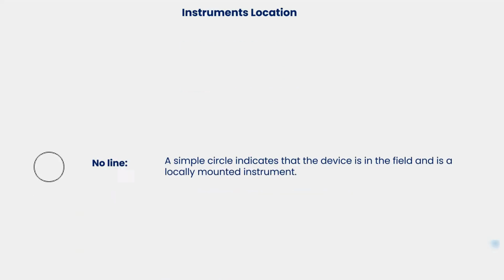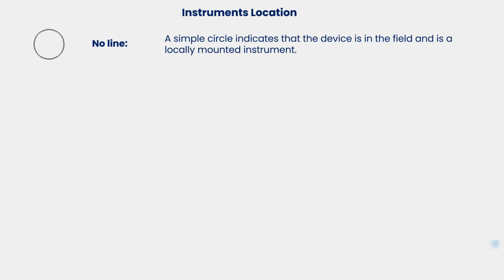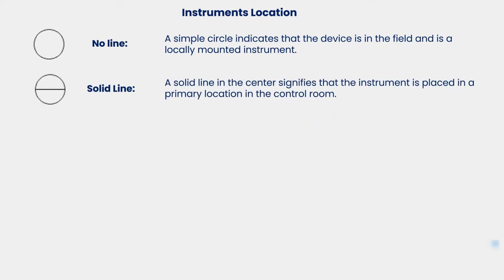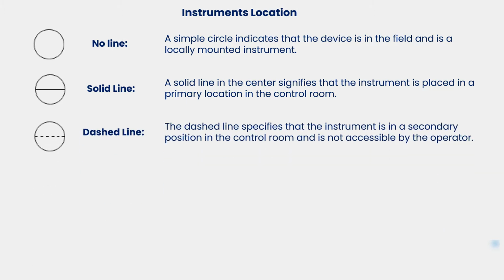Lines are classified into different types. First, no line is a simple circle that indicates that the device is in the field and is a locally mounted instrument. Next, the solid line in the center signifies that the instrument is placed in a primary location in the control room. A dashed line specifies that the instrument is in a secondary position in the control room and is not accessible by the operator.